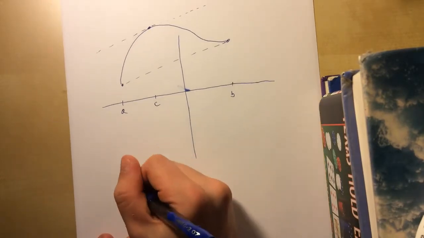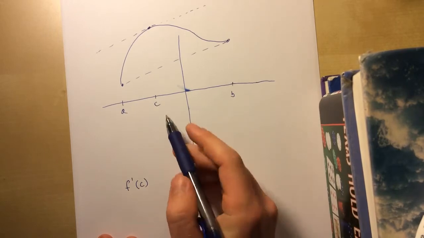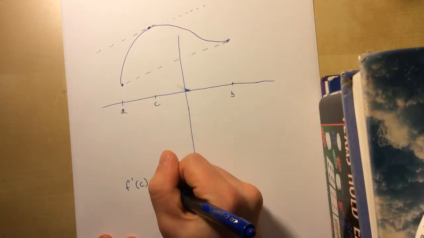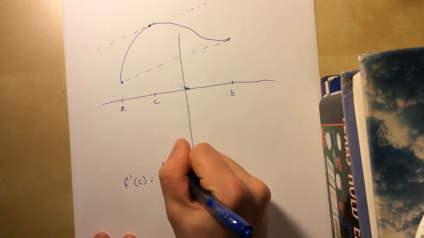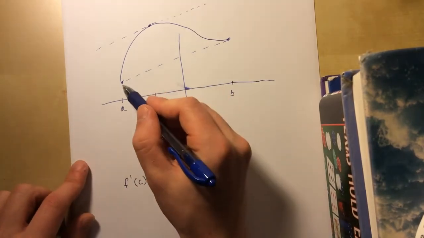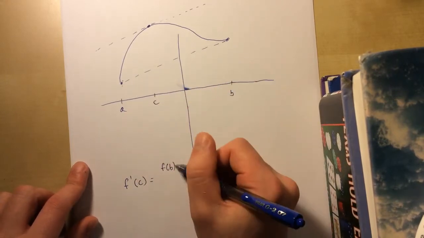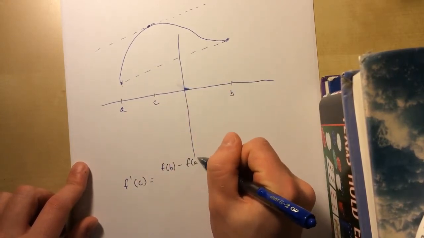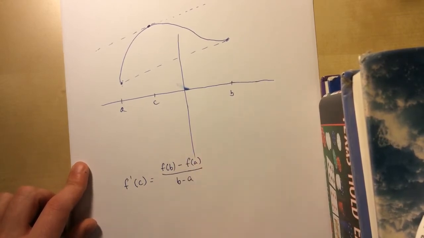And just to solve for c, you take the derivative at that point c, and you'd need to set that equal to the slope of this line, which is just f of b minus f of a, the change in y, over b minus a, which is the change in x.